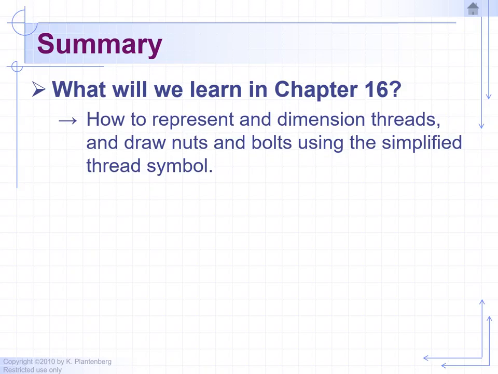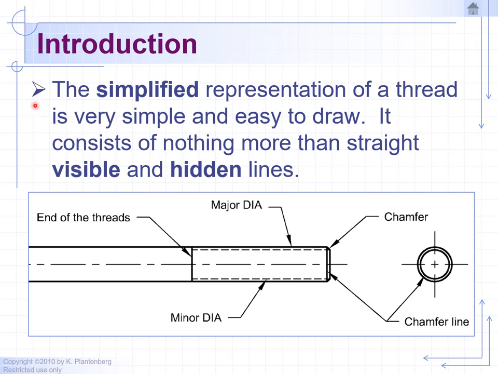What will we learn in Chapter 16? How to represent and dimension threads and draw nuts and bolts using the simplified thread symbol. The simplified representation of a thread is very simple and easy to draw. It consists of nothing more than straight, visible, and hidden lines. So this is the simplified version. This is for the threads end, or you can say where they start. This part here is straight, simple shaft, no threads. The threads start here, and it continues on all the way to the end.